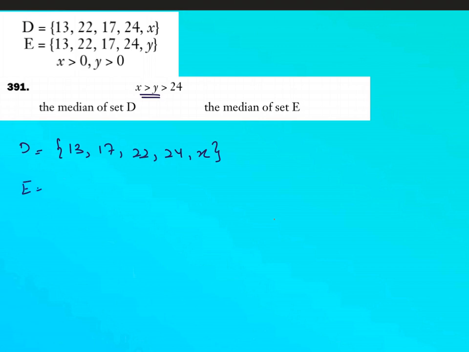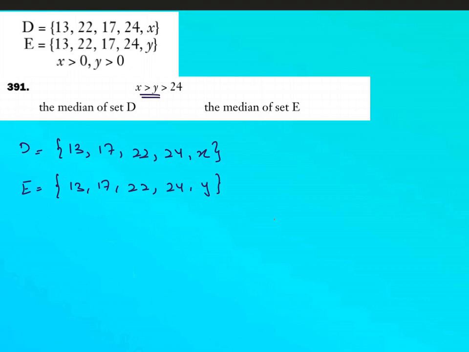For set E, again I know y is more than 24, that's going to come at the end. So again 13, 17, 20, 24. If you look at these two sets, they're almost similar. It depends on x and y. If x and y are equal, they're exactly the same sets. But if x and y are different, they're different sets.